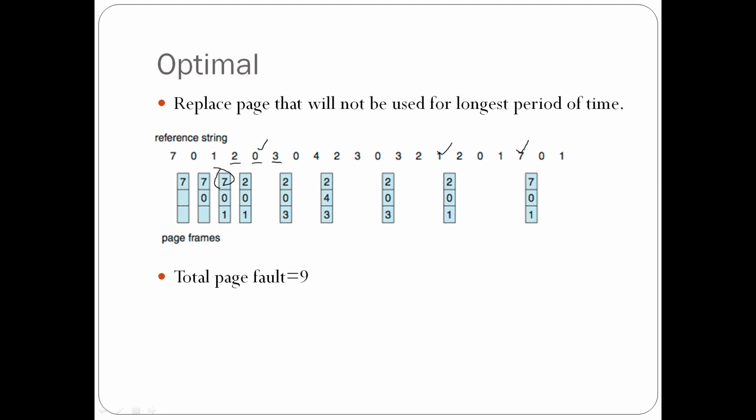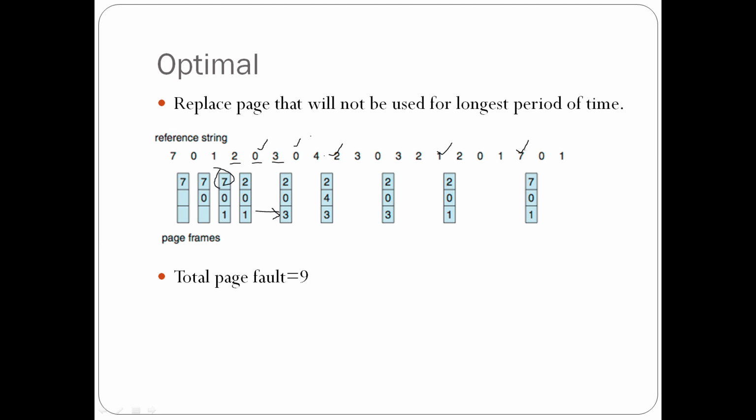Next one is a 3. So 3 means out of 2, 0, 1, which will not be used for the longest period of time. 0 is used here, then 2 is used here. So 1 will not be used for the longest period of time. So 1 is replaced by 3.